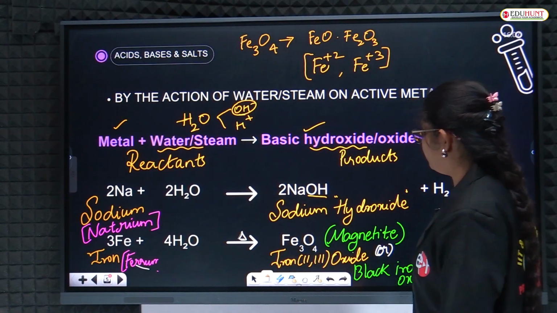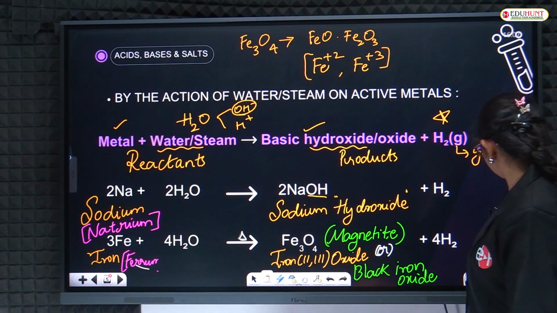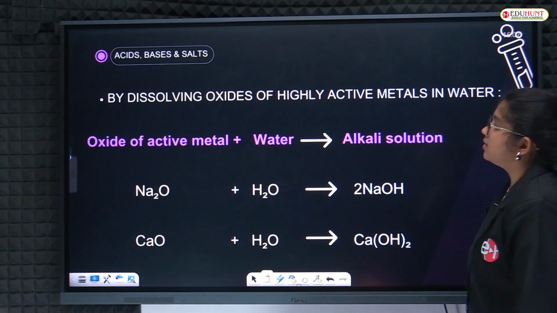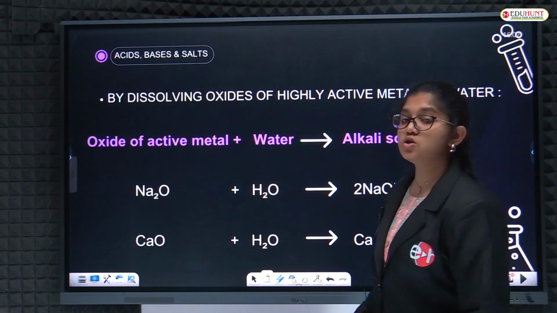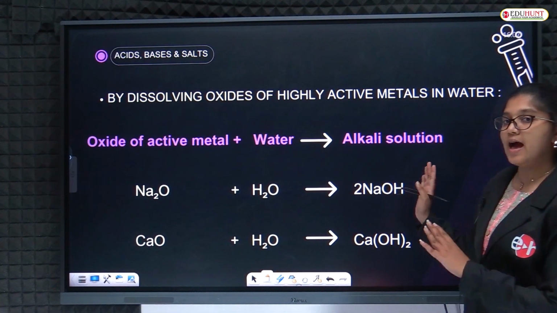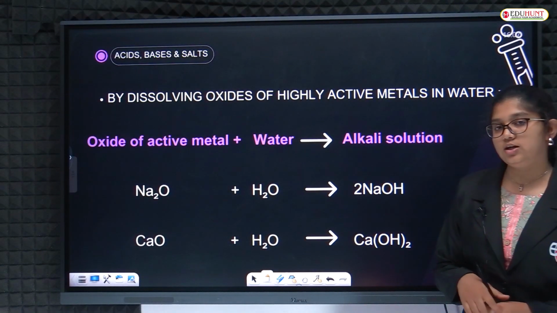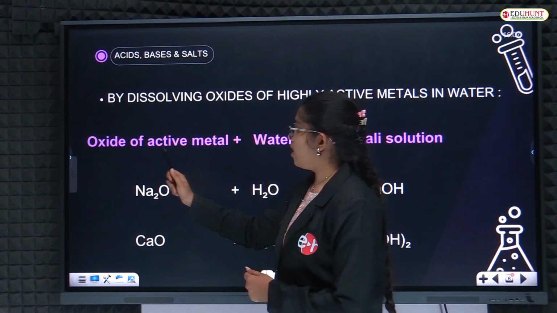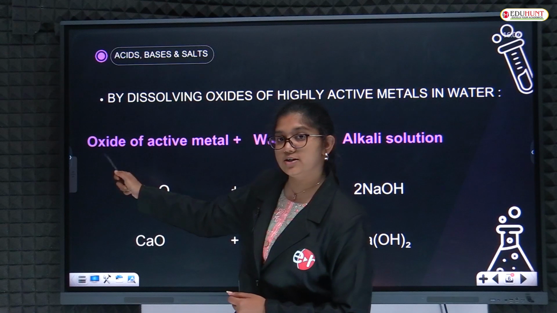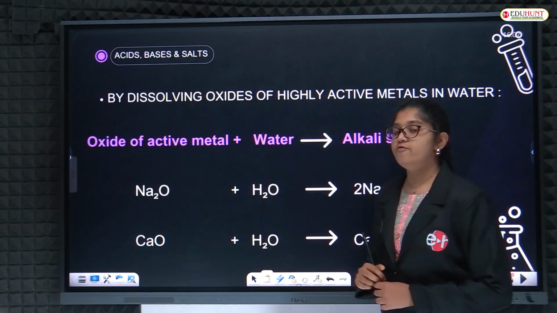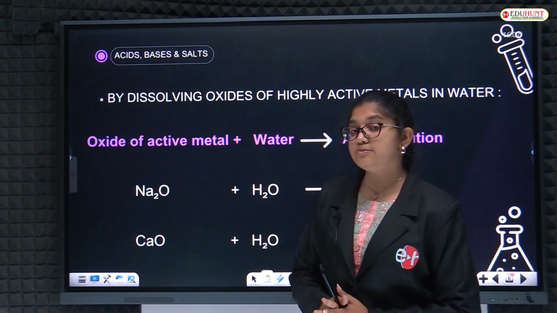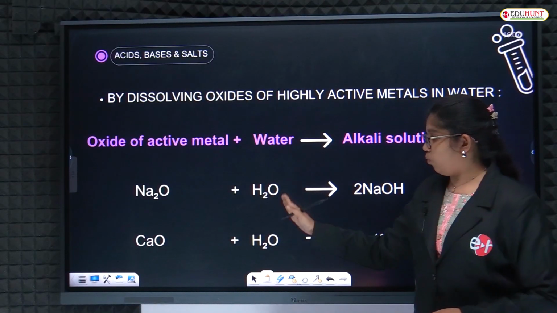Here we move to the next method, that is by dissolving oxides of highly active metals in water. The reaction goes like this: we are taking an oxide of an active metal, and to that we are adding water.